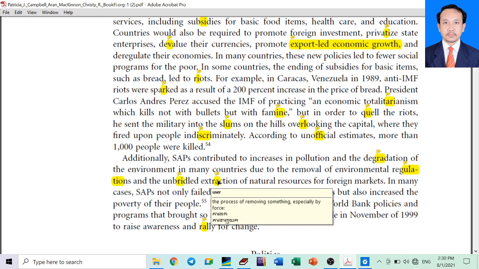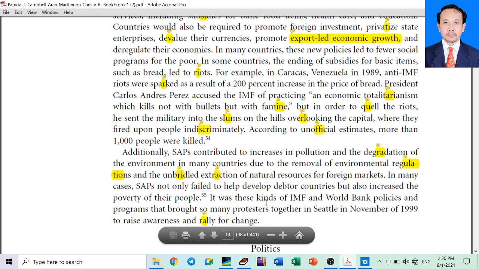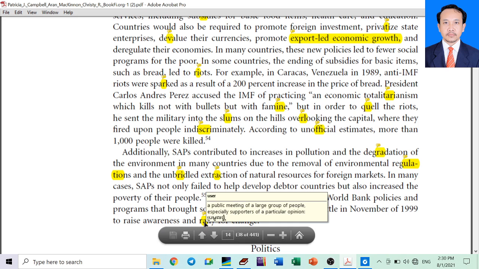Extraction: the process of removing something, especially by force. And the last one in this point, rally: a public meeting of large groups of people, especially supporters of a particular opinion.